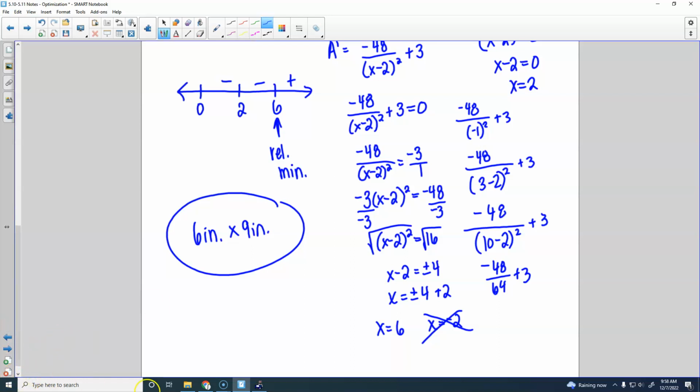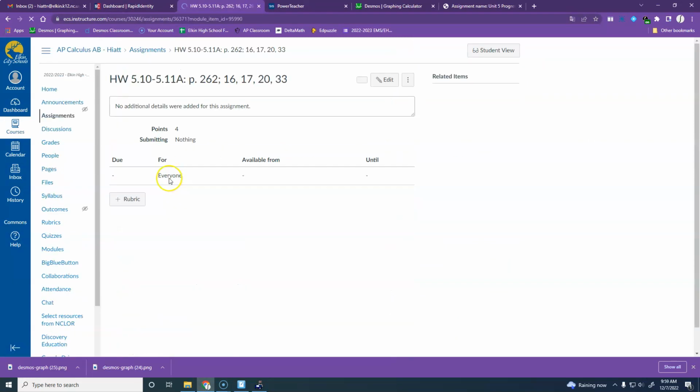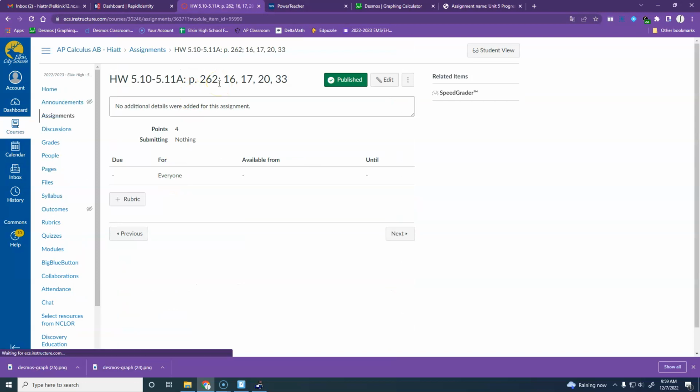There. Alright, so your assignment for tonight is going to be page 262, problems 16, 17, 20, and 33. Number 33, I think, is actually a couple pages over. I know that these can be a little bit difficult to set up, but try something on every problem. 20 and 33.